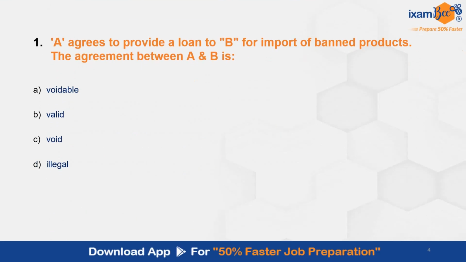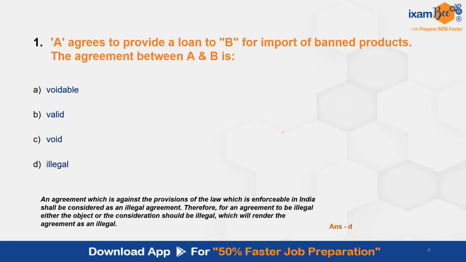Starting with the first question, A agrees to provide a loan to B for import of banned products. The agreement between A and B is, the correct answer here is D, illegal. An agreement which is against the provisions of law which is enforceable in India shall be considered as an illegal agreement. Therefore, for an agreement to be illegal, either the object or consideration should be illegal, which will render the agreement as an illegal agreement.